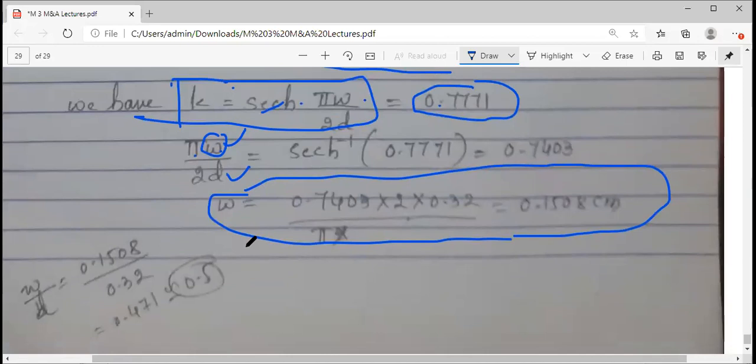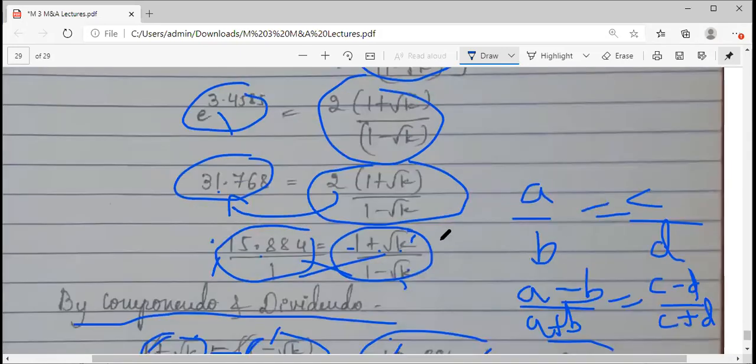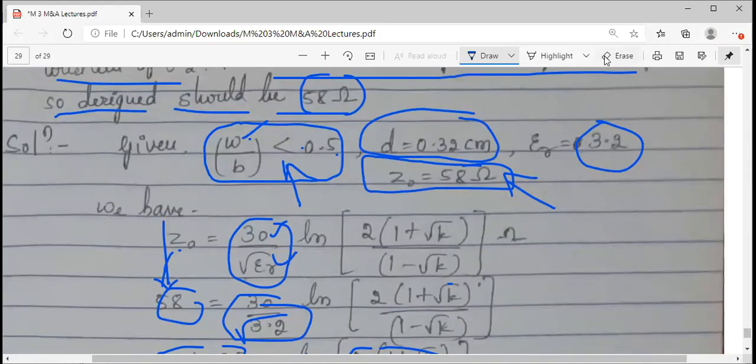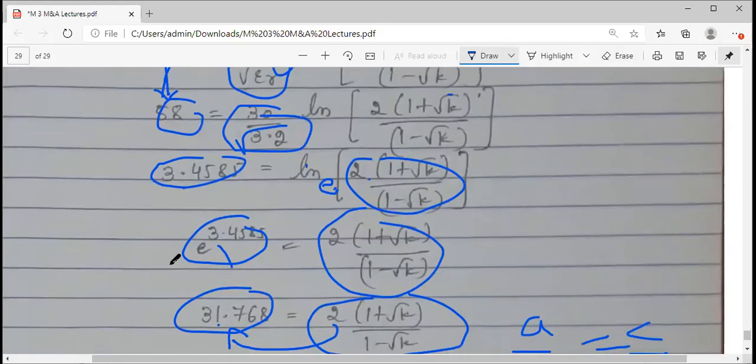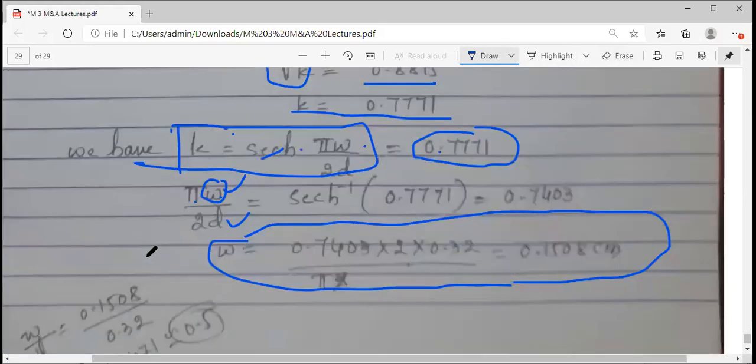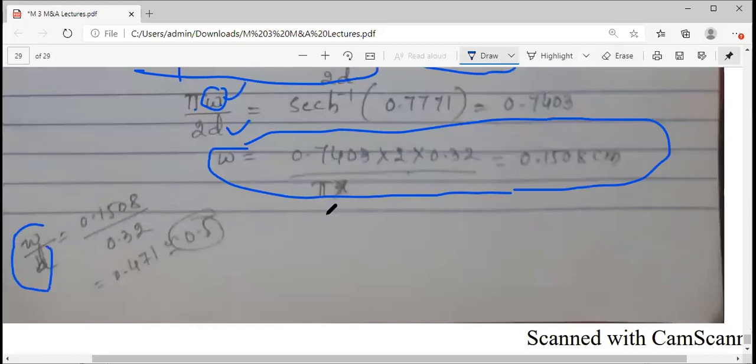Please verify your answer. Now, whether I have met the condition or not, that is the question. What is the asked thing? What condition do I have to meet after designing, after choosing the strip? W by D should be 0.5. It is W by D. So W I have just now calculated as 0.1508 and D is given already as 0.35. Take the ratio, and you will get around 0.47.